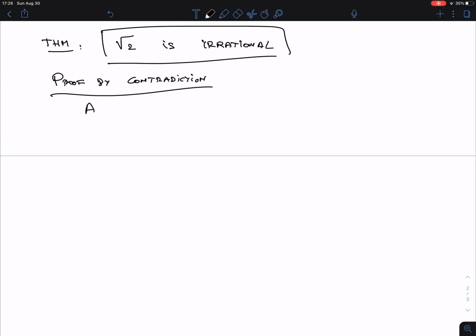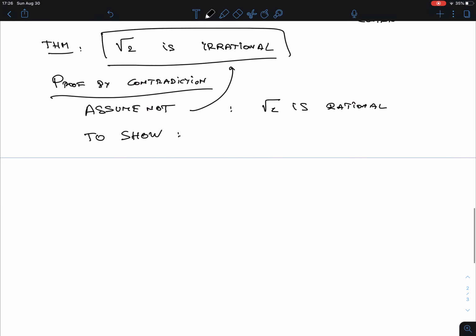So assume not. Assume that what you're saying is not true. This means radical 2 is rational. Right? That's what I'm just saying. Now, before we go with the actual proof, let's remind ourselves what we have to show. To show, well, to show is perhaps the wrong word. To get a contradiction.